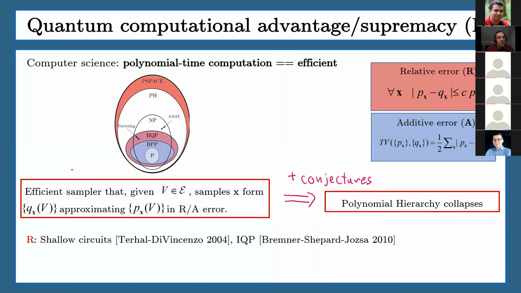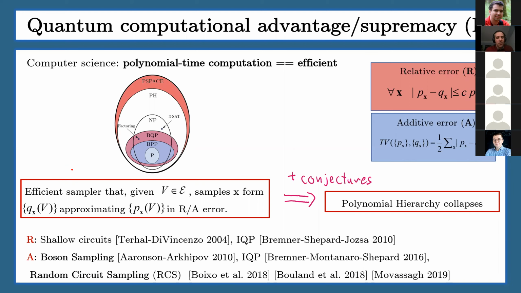And just quickly, this notion of relative error is relatively easy to establish such results for. They were established more or less 10 years ago for various classes of circuits. But it's not realistic, this relative error. So people are much more interested in this additive total variation distance error. And there was a bunch of works in that direction: Boson sampling, instantaneous quantum polynomial time. Lastly, there is strong theoretical evidence also for random circuit sampling, that was experimentally realized recently by Google.